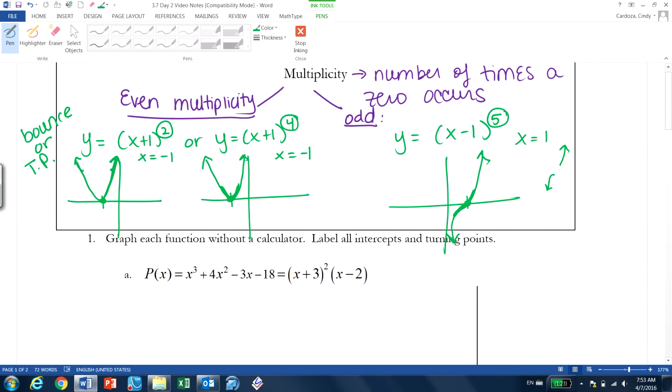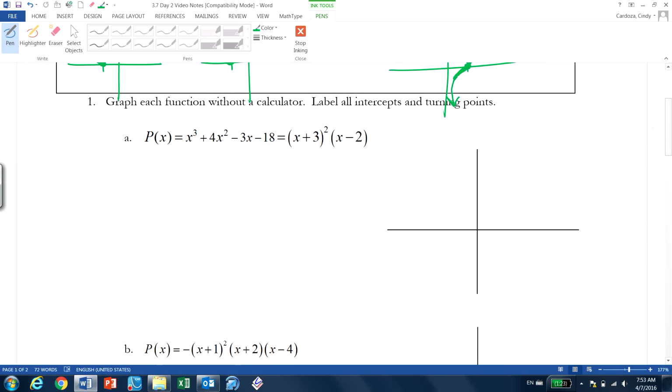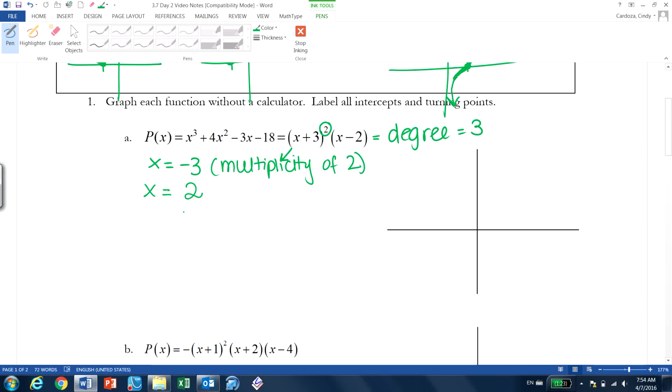So let's try to practice that down here. So the first thing I'm going to do is I'm going to recognize that this is a third degree polynomial because I see 2 x's here and 1 x here. The next thing I'm going to do is I'm going to break up the x-intercepts. So x is equal to -3. Now because of this 2, we call this a multiplicity of 2. All that means is that that x-intercept is occurring twice. Okay, it's happening twice. This x minus 2 means that x is equal to 2. That's our other x-intercept. Okay, so we have 3 total, 2 happening here, 1 happening here.